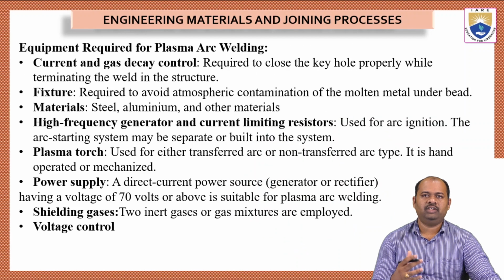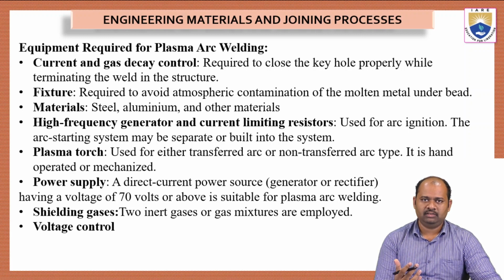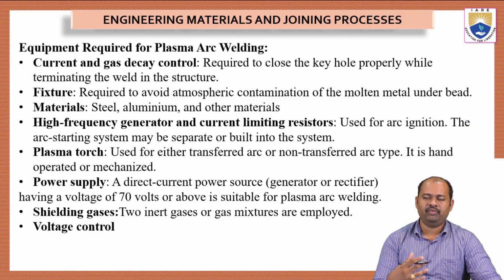And then let us see what are the different equipment required for plasma arc welding. There is multiple equipment required. First one is current and gas decay control. We need current obviously because we have to supply power to the electrode so that the circuit will be closed and electricity can flow. With the flow of electricity, we can produce arc in combination with some plasma gas. It is required to close the keyhole properly while terminating the weld. So in order to make the current flow through the circuit, we have to make sure that the key is properly switched on so that the electricity will flow through the circuit.